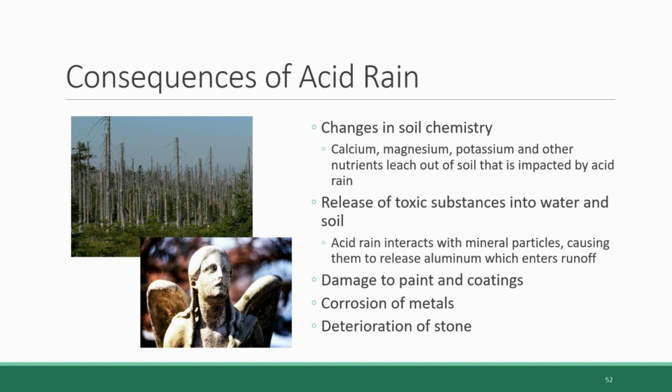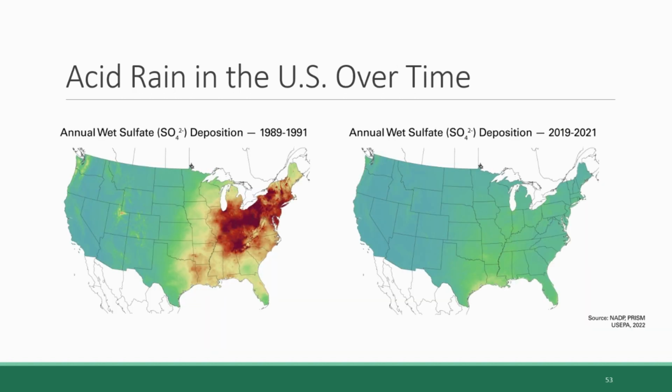And thankfully, acid rain has improved in the US over time. You may remember seeing these images side by side in a previous chapter. The left shows the incidence of acid rain in the US between 1989 and 1991, and then the right shows acid rain from 2019 to 2021.